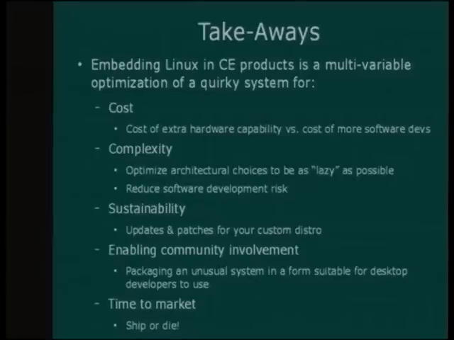So the takeaways from this talk would be, if you're doing embedded Linux and computer electronics, particularly if you're doing hardware-software co-integration, it's a multivariable optimization of a very quirky system for many things. Cost is always king in hardware, and you have to really fine-tune the balance of extra hardware capability versus more software developers. $2 will buy me twice as much RAM. And if I'm going to sell 100,000 units, that's $200,000 for the life of the product. That only gets me like 1 or 2 software developers or something like that, right?